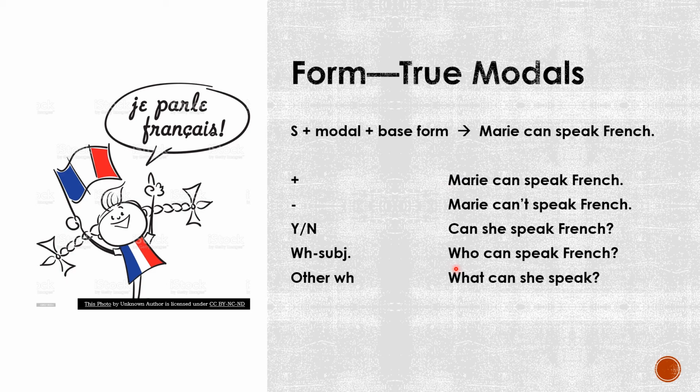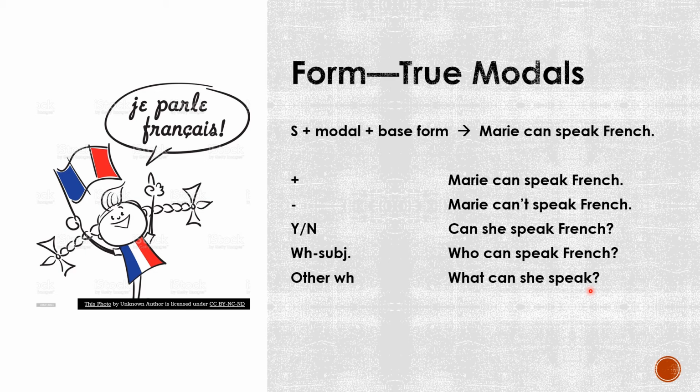WH questions have falling intonation at the end, by the way. And then other WH words, like I said, what, when, where, how, why, how much, etc. You're going to put that WH word first, and then it's going to have what looks like yes-no grammar after it. Can she speak? Just remember that you never want to put the answer to the question in the question.